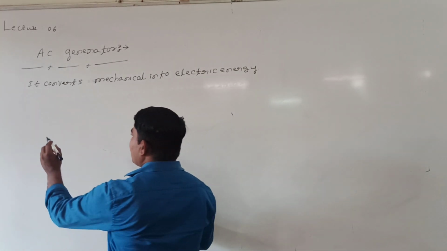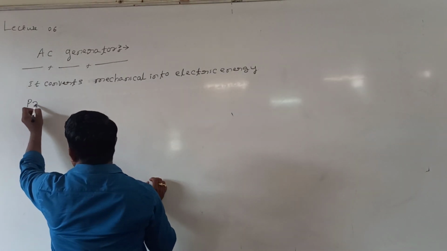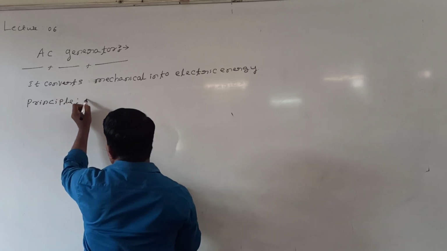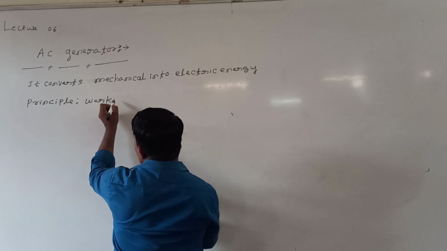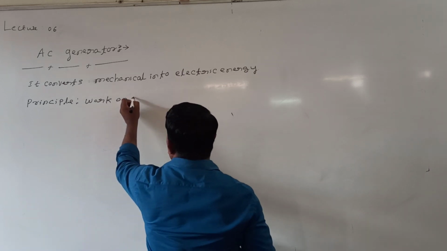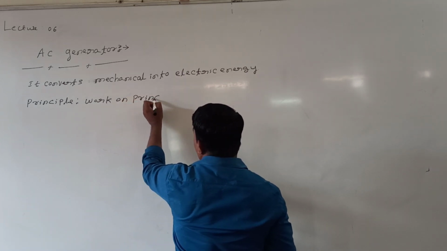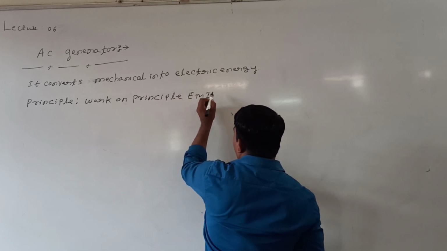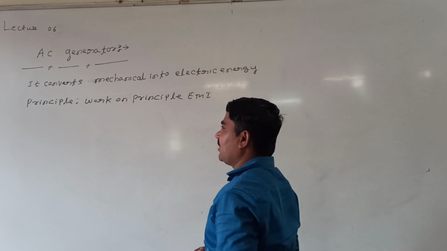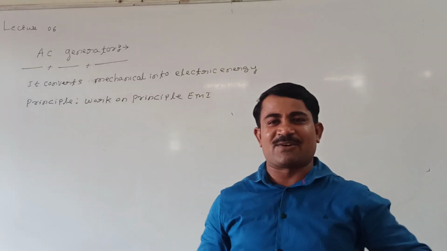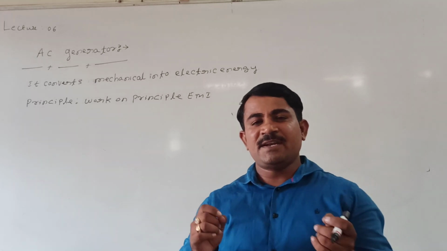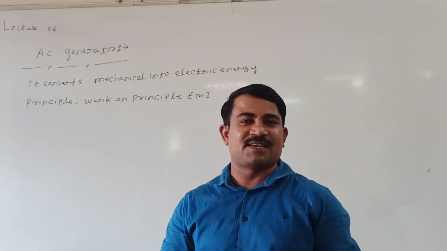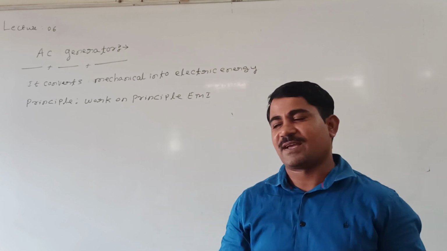The AC generator works on the principle of EMI, electromagnetic induction. Wherever the magnetic flux linked with the coil changes, an EMF is induced in the coil. Then how the construction looks like, how the working is, what is the theory of the AC generator, in detail we will see.